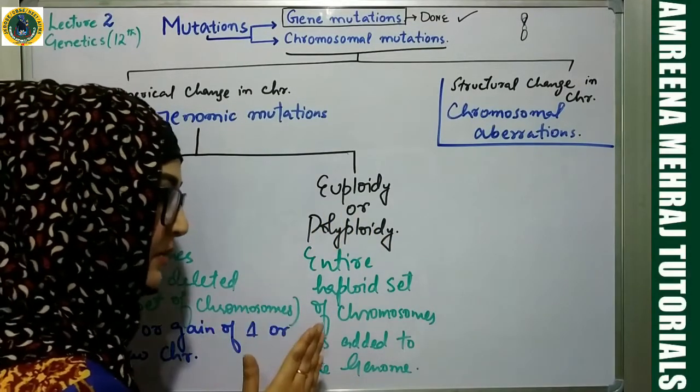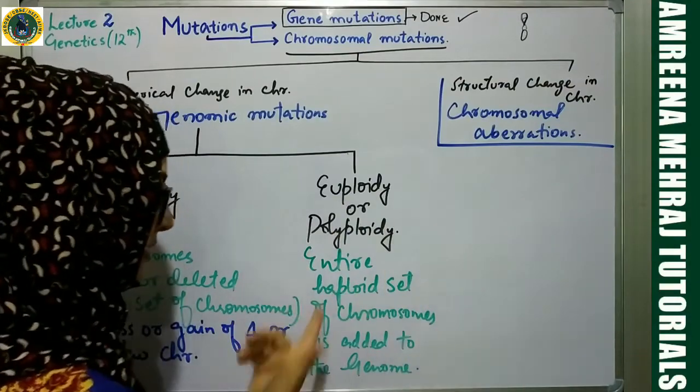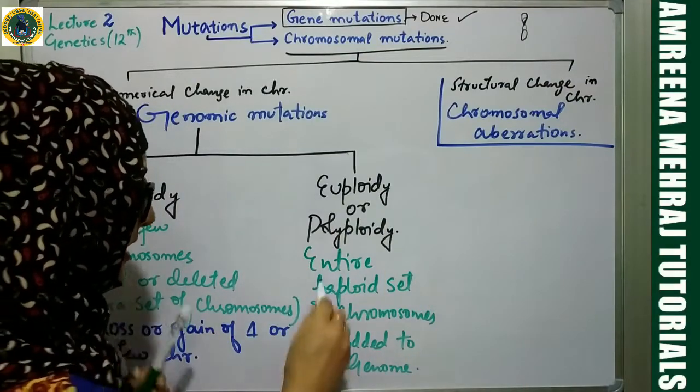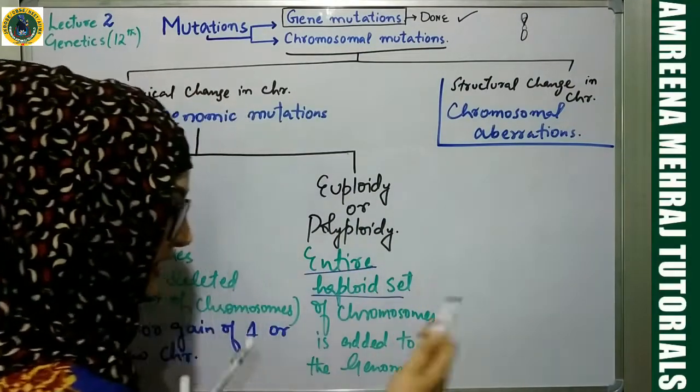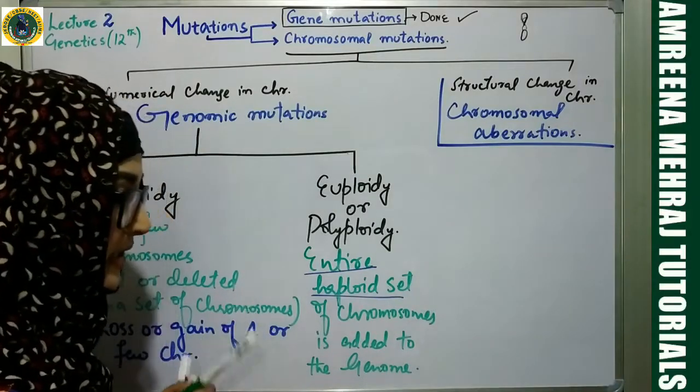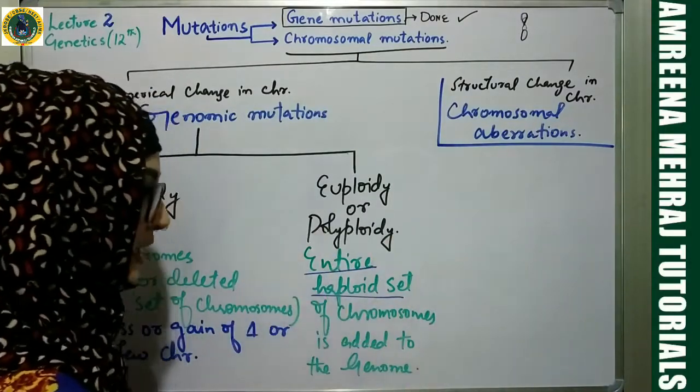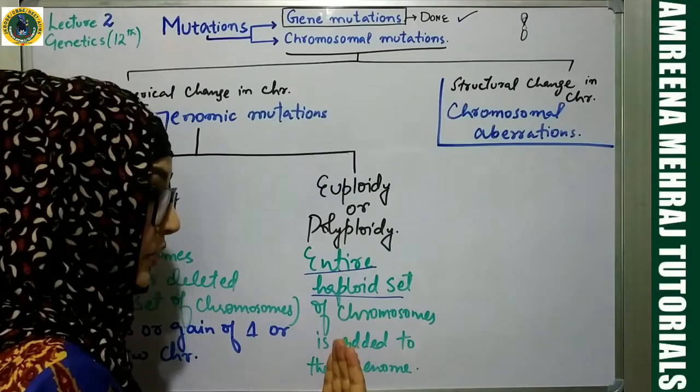But if the same person will now have 3 sets, what does that mean? It means the entire set is increasing. You have a new haploid set. The condition has become 3n. Then you will call it polyploidy or euploidy.